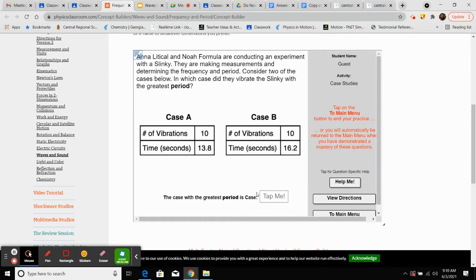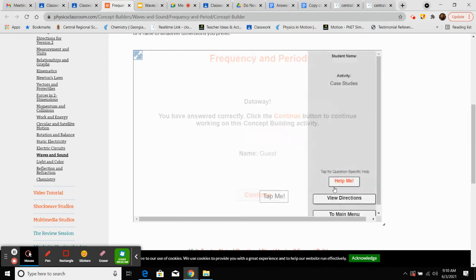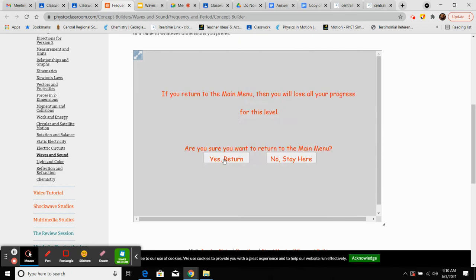Which one has the greatest period? To find period, it's the opposite: the total time it takes to complete all cycles. In this case it would be B. 13.8 divided by 10 is 1.38, and 16.2 divided by 10 is 1.62. That's the one that takes longer. Great. Let's go back to the main menu.